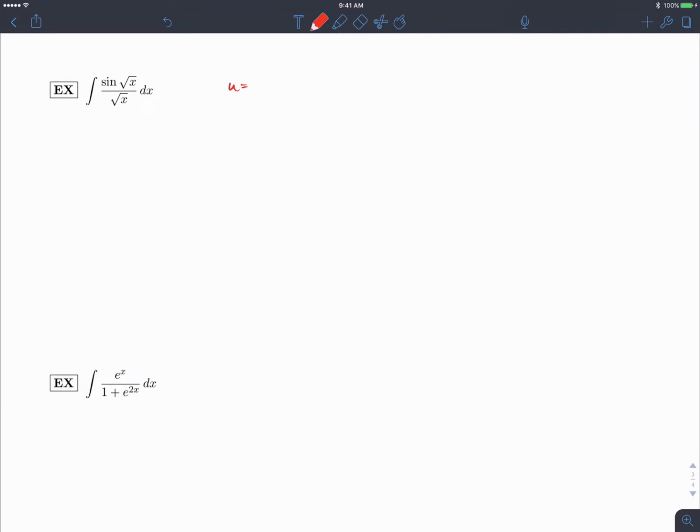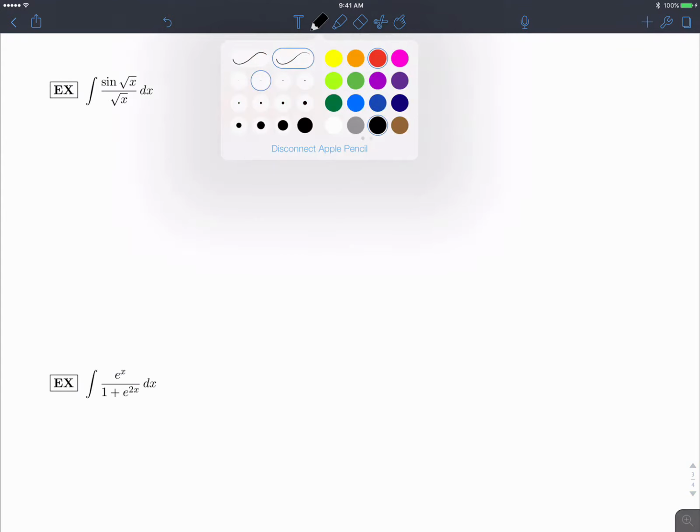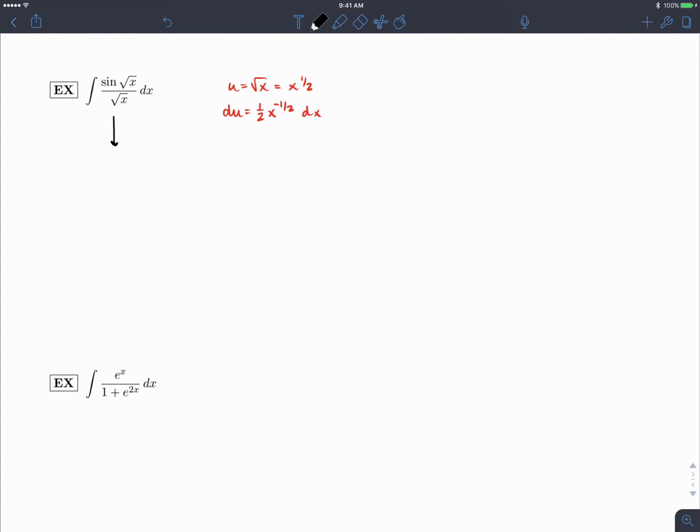So if we let u equal the square root of x, which again is just x to the power of 1/2, then that would mean that our du is going to be, so we take the derivative, general power rule, it's going to be 1/2 x to the power of negative 1/2 dx. All right, so that looks a little bit messy. So let's maybe take stock of what we've got right now. So we've got the integral of the sine. Now we've let this be u.